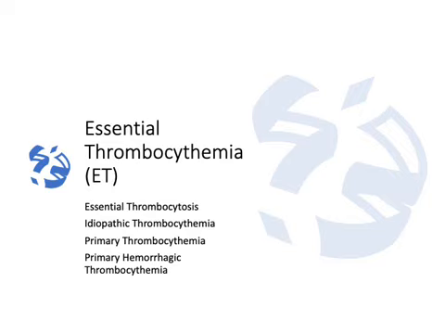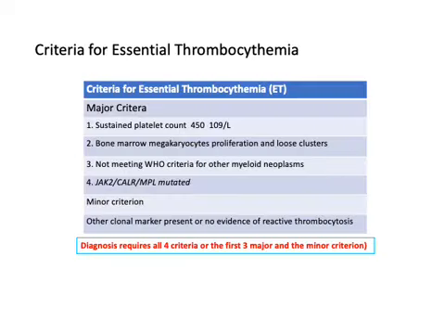Essential thrombocythemia or thrombocytosis is characterized by a sustained increase in the platelet count due to megakaryocyte proliferation and overproduction. The diagnosis is based on exclusion of other causes of chronic thrombocytosis. But now that specific genetic lesions have been identified, a positive diagnosis can be made in most cases.